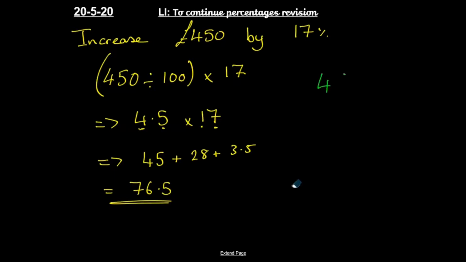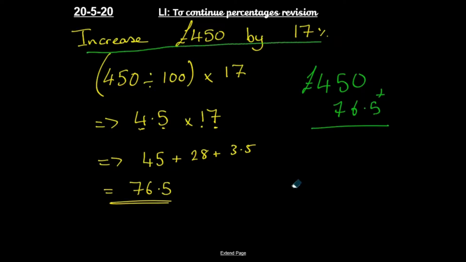So I'm going to have to do £450 add that to 76.5, because I am increasing it by 17%. And there we go. Again, I've got my method drawn out here, so I'll go this way. 0 plus 5 is going to be 5. 0 plus 6, still 6, 12, and 5.